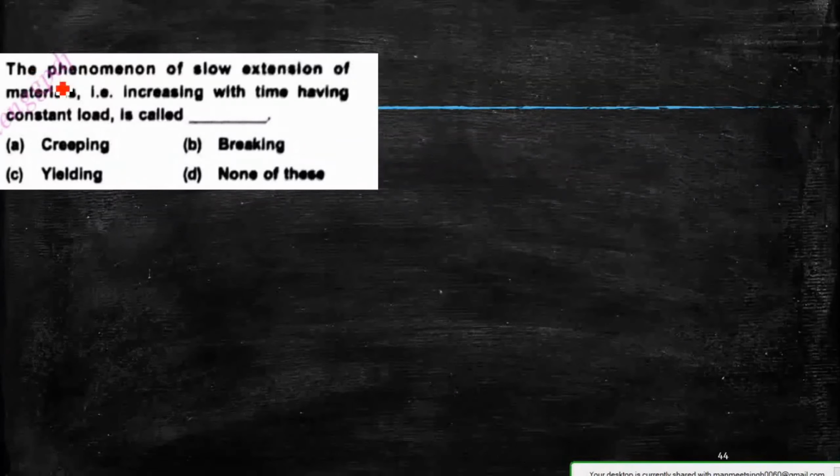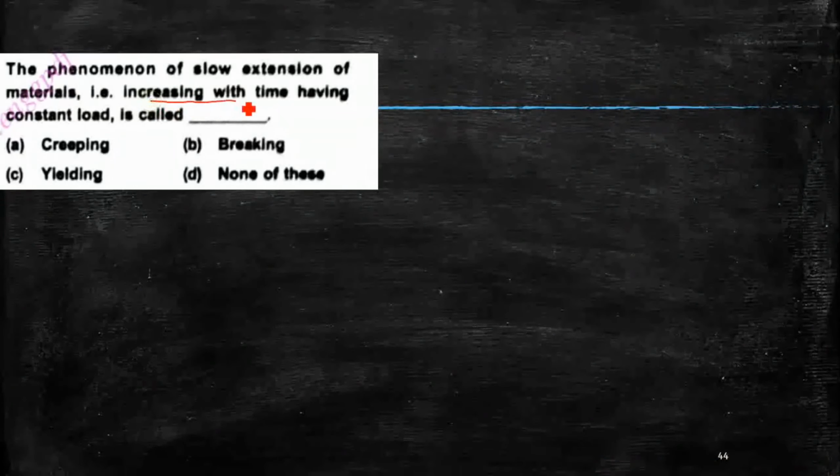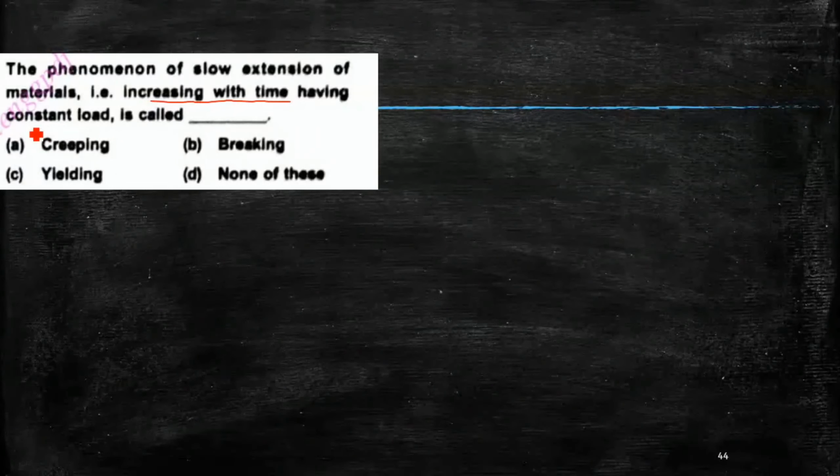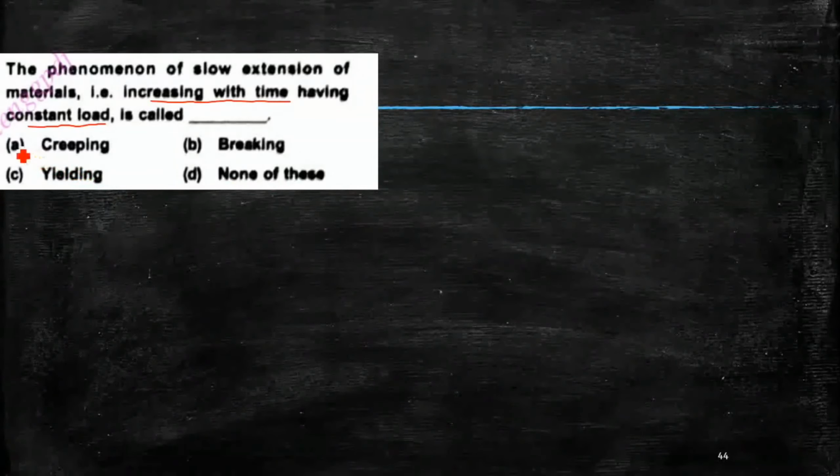Next question, we have, the phenomenon of slow extension of material that increases with time at a constant load is option A, creeping, option B, breaking, option C, yielding, and none of this. The correct answer is creep. Creep is dependent on time.